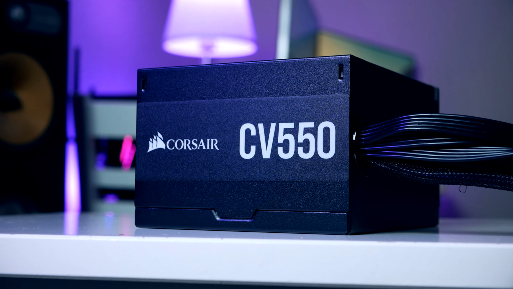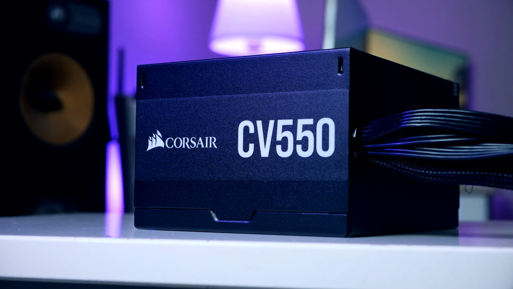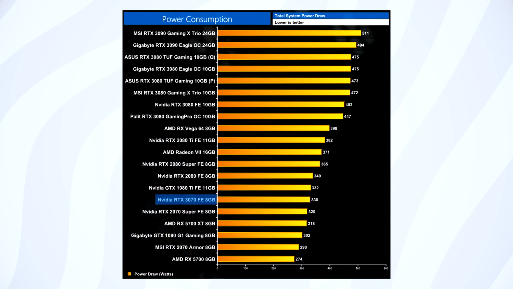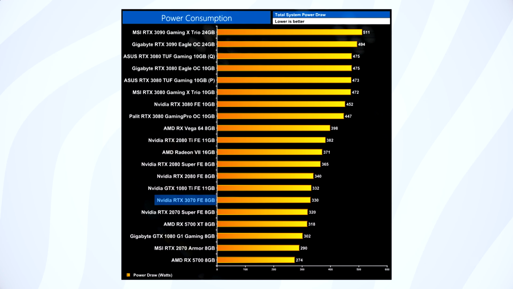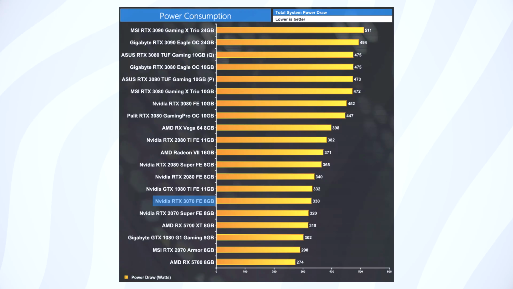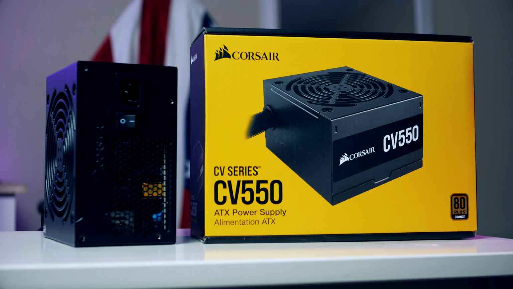Finally, we have the power supply, and taking a look at Guru3D's review of the RTX 3070, we see that a typical 3070 based system consumes around 320 watts of power, and that's for the entire system. So picking up a 550 watt power supply is actually more than enough for our PC build today.